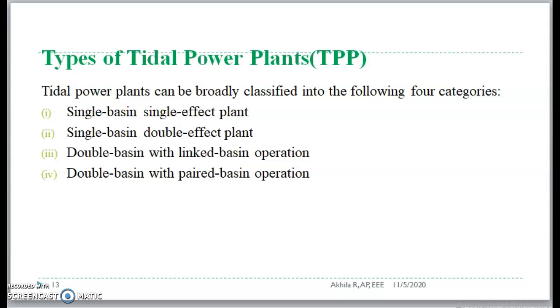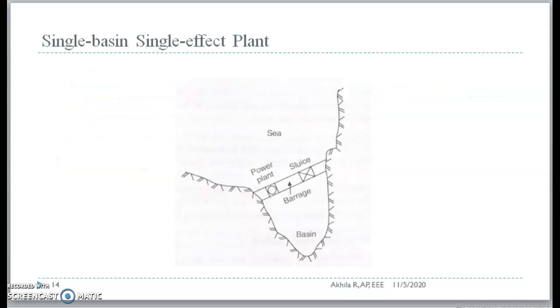Moving on to the types of tidal power plants. Basically, they are classified into 4 categories: single basin single effect plant, single basin double effect plant, double basin with linked basin operation, and double basin with paired basin operation. So the first one is the single basin single effect plant.